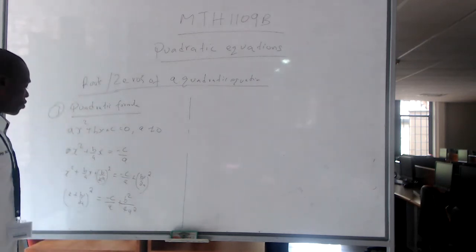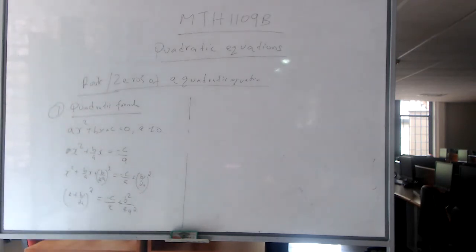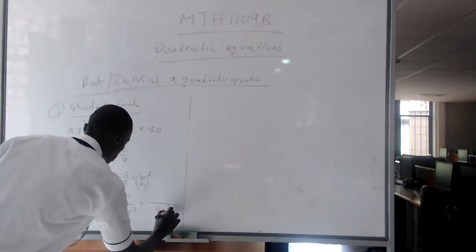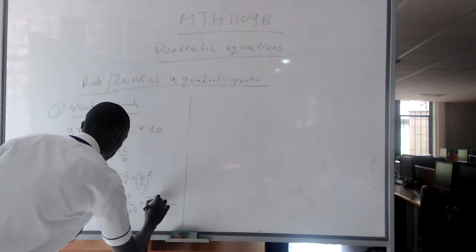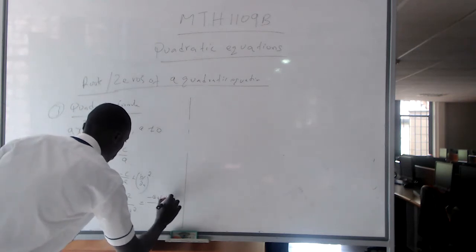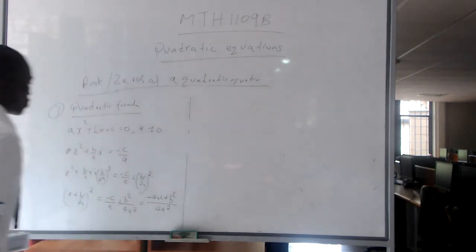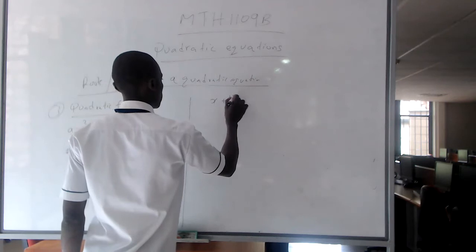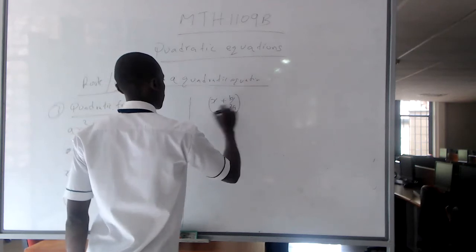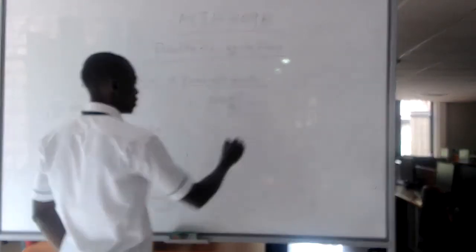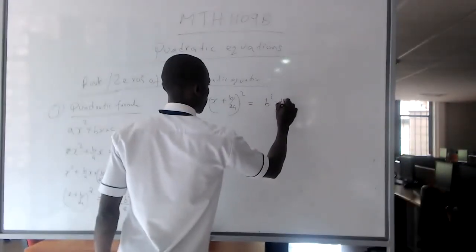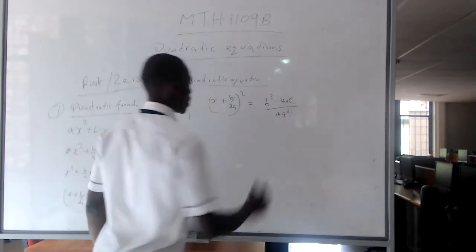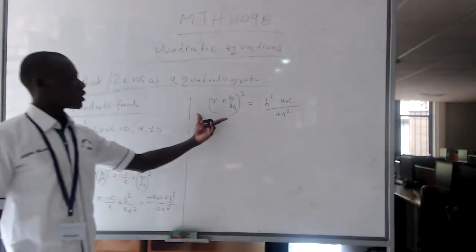So b over 2a squared is b squared plus 4a squared. I can combine this. The LCM is 4a squared. So a into 4a, that's 4ac plus b squared, because 4a squared goes into 4a squared once. So we're having x plus b divided by 2a, squared, gives you b squared minus 4ac divided by 4a squared. We have a perfect square on the left hand side.